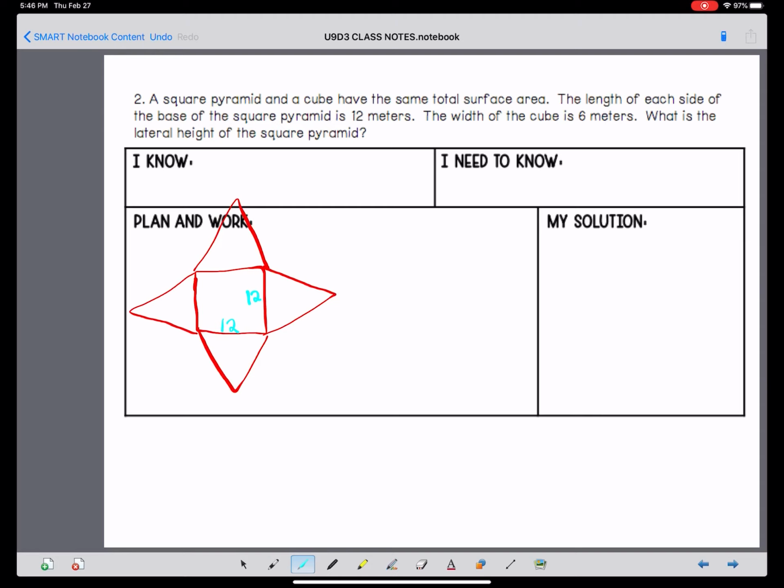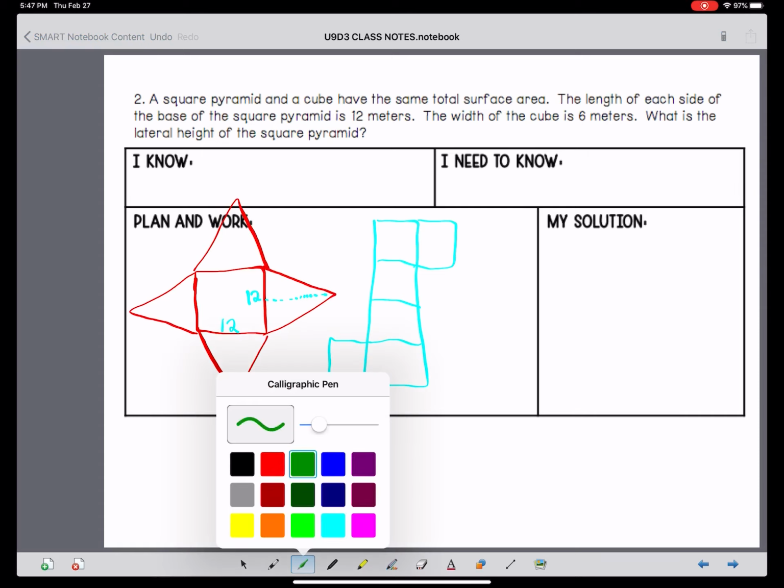Now the width of the cube is 6 meters. What's the lateral height of the square pyramid? Lateral height means, what is this line right here? What is the height of one of the triangles? Well, let's go ahead and draw out the net of a cube. Now, if I were to draw out my cube, it's going to have 6 different spots. This is just one example of a net. Yours doesn't have to look exactly like mine.